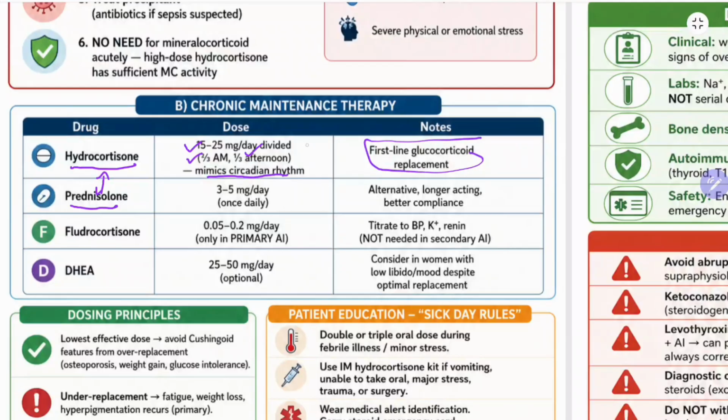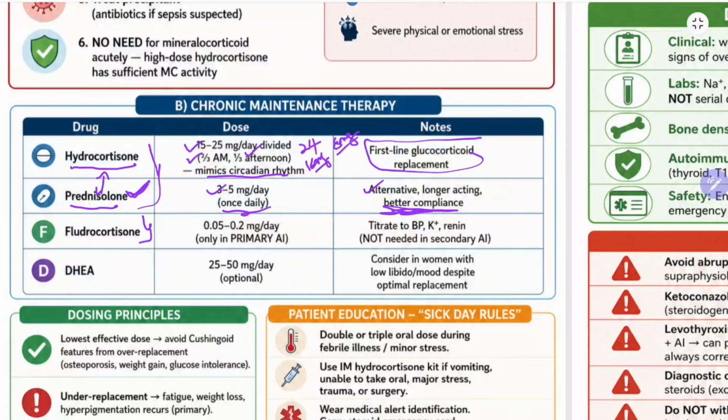For example, if the patient is given 24 milligrams per day, then 16 mg hydrocortisone should be given in the morning and 8 mg in the afternoon. The most practical way for chronic maintenance therapy is giving prednisolone. This is given as 3 to 5 mg per day, once daily in the morning. This is an alternative, longer acting but with better compliance. So these are the glucocorticoids.